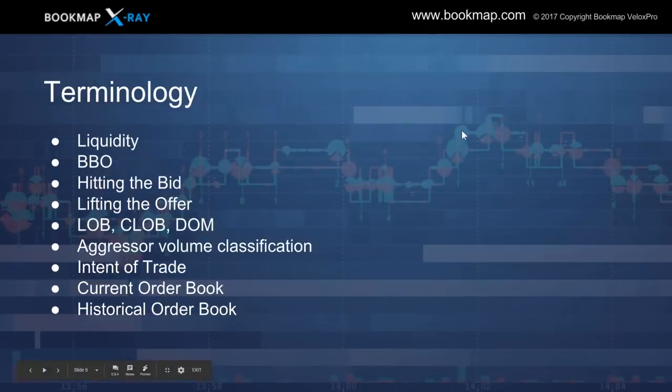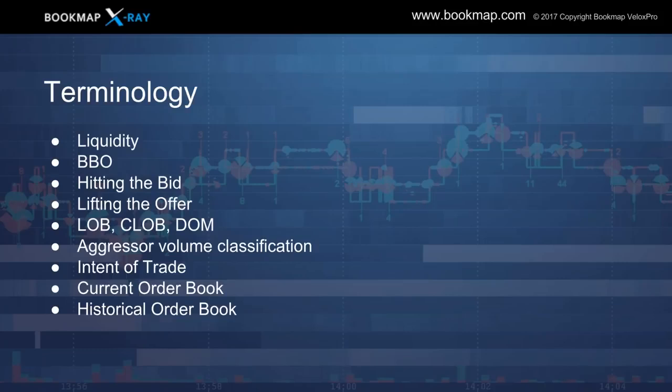All right. So terminology, we're going to start off with liquidity. We're talking about liquidity here, obviously, in the marketplaces. We're talking about the limit orders, the depth of the market, where traders are lining up to be buyers or sellers. They're bidding and offering in a market, and they're providing liquidity. They are making the market. Without them, price would be very, very hard to define.